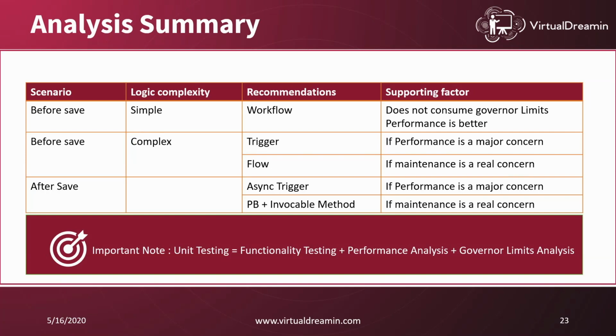Another important note: normally, whenever you are doing development as part of unit testing, you will be performing functionality testing and probably bulk testing also. But in my opinion, in addition to the basic functionality testing, you should also do a performance analysis and governor limits analysis. Performance analysis means how much more transaction time got added by your current solution. Governor limits means how many more SOQL queries or how many more DML statements are added by your current solution. So all these parameters define whether your solution is the best option for that particular scenario.